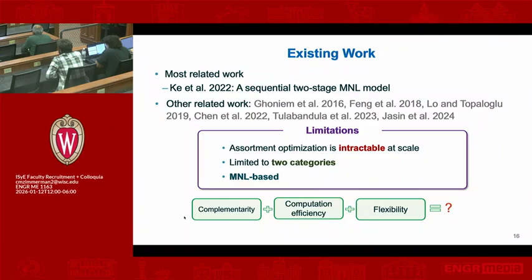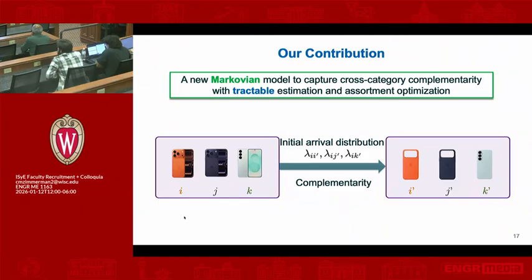So our goal is very clear. Can we develop a model that can capture this asymmetric complementarity, is computationally efficient for assortment optimization, and is also more flexible to handle more than 2 categories and go beyond the ML choice model? And this is exactly the contribution of this work. Here, we propose a new Markovian model to capture the cross-category complementarity, which is tractable for both estimation and optimization at large scale. So let me first give you some high-level idea of the difference from previous model.